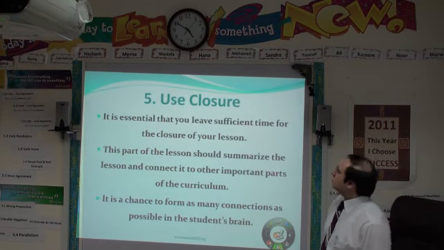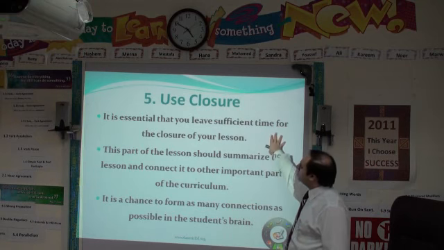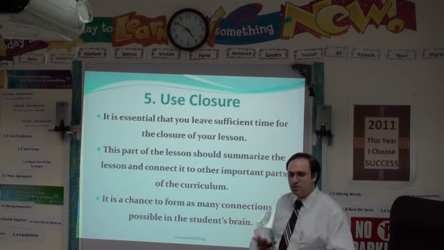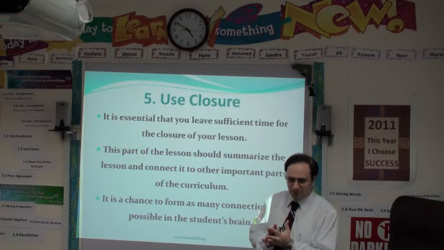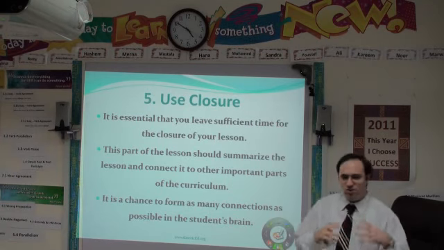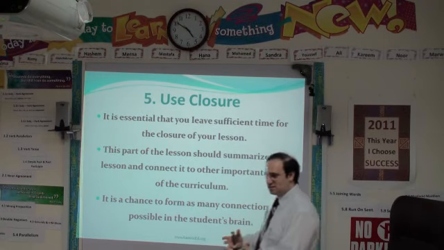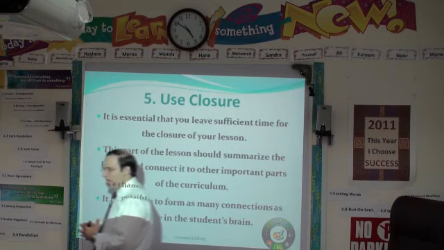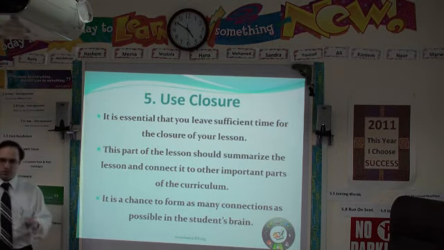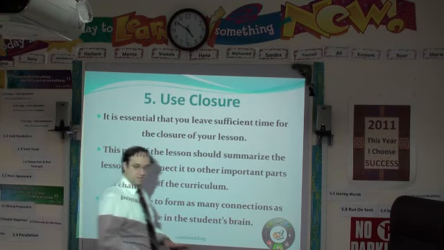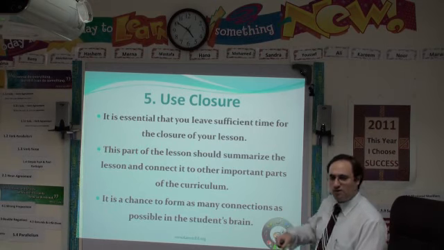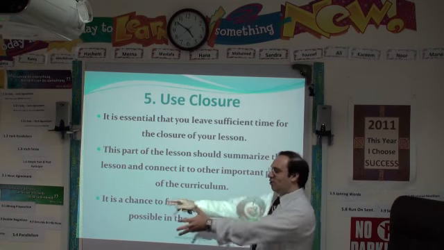Use closure. It is so important that I leave sufficient time for the closure of my lesson. I have to have enough time to wrap everything up. Think of it this way. You want to get some presents, gifts for someone very dear to you. And you spend so much time in the store, choosing the gifts, choosing the presents, choosing the bags, choosing everything. And then suddenly you realize that you don't have time. You just throw everything into the bags and go give it to that person.